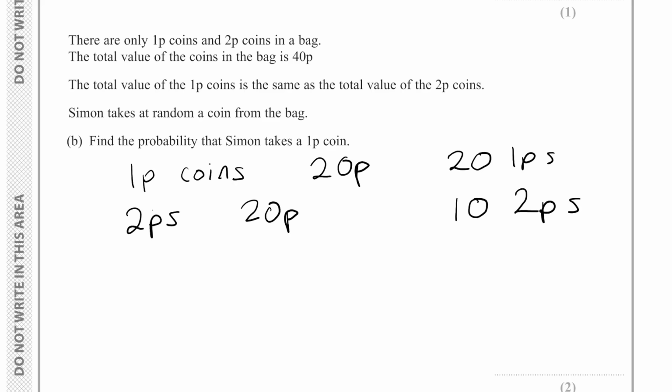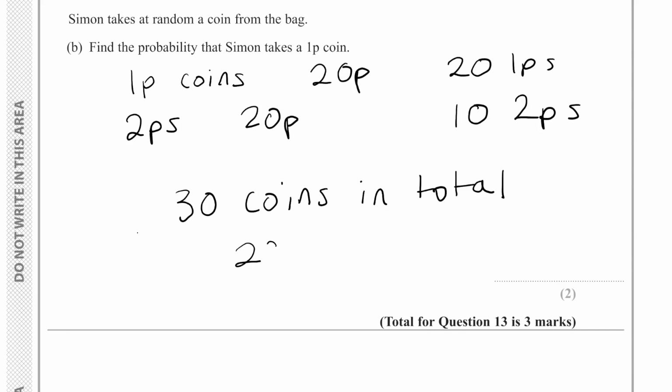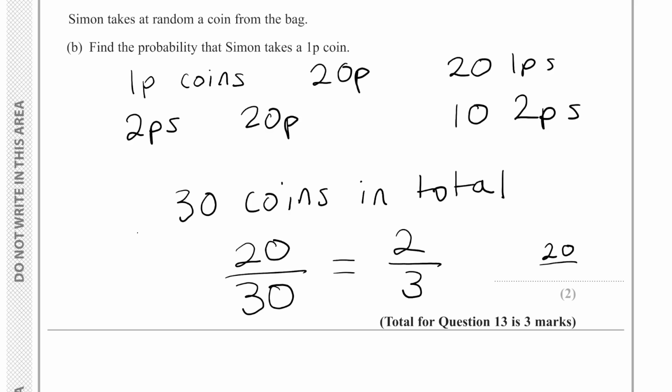Simon takes a random coin from the bag. Find the probability Simon takes a 1p coin. So there are 20 1p's and 10 2p's. So that's 30 coins in total. So the probability of getting a 1p coin is 20 out of 30. Or simplified, 2/3. Either of those answers are absolutely fine. You don't have to simplify it. We won't ask you to.